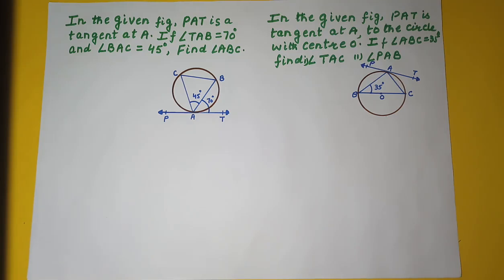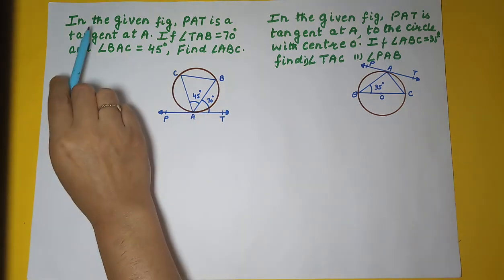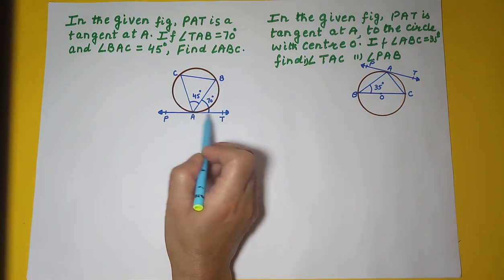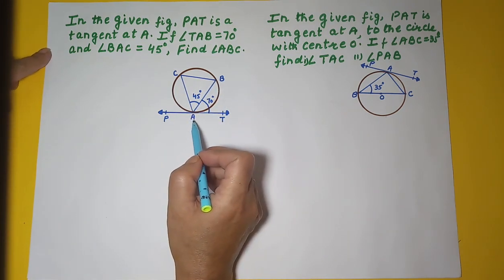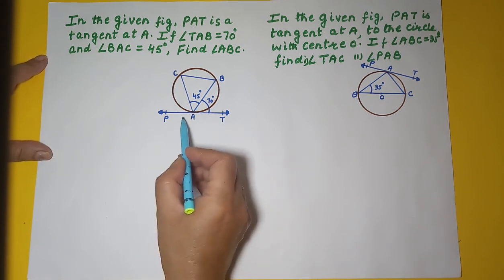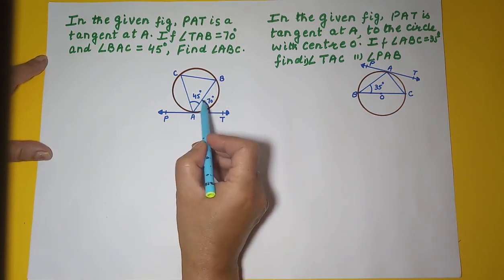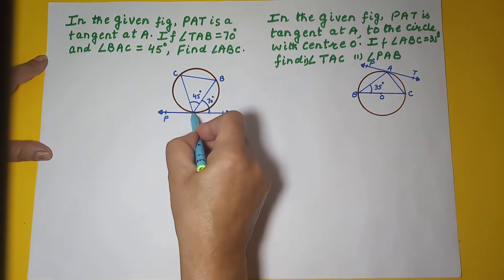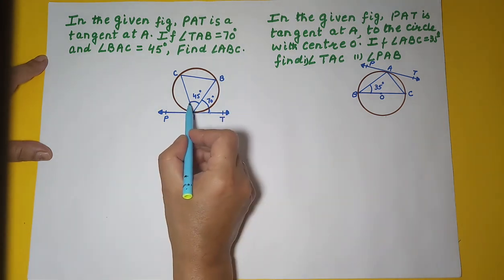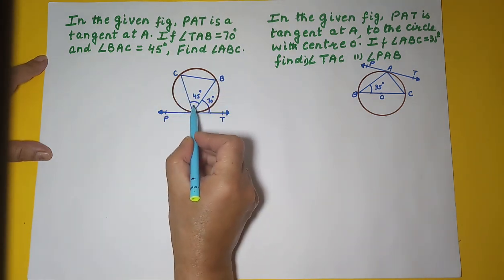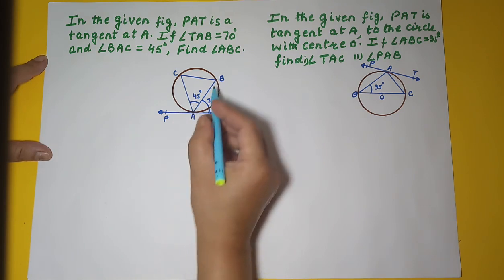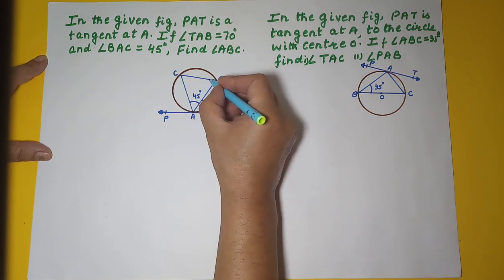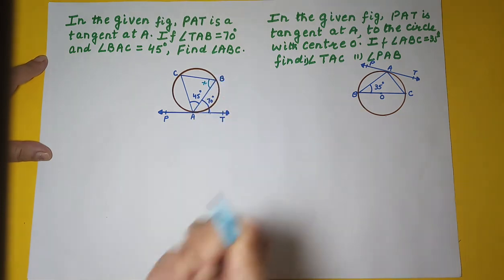In this video, we are going to continue with the intersecting chords and tangents properties of circles. He's saying that in the given figure, PAT is a tangent at A if angle TAB is 70. This is basically the angle between the chord and the tangent through the point of contact. And angle BAC is 45 degrees. He wants us to calculate angle ABC. That means this angle we have to calculate.